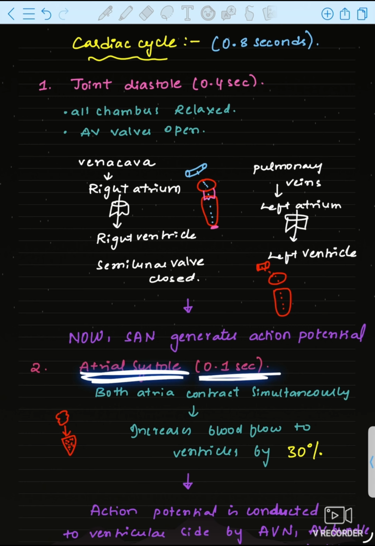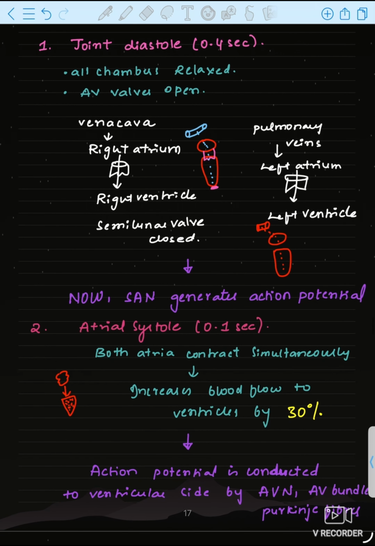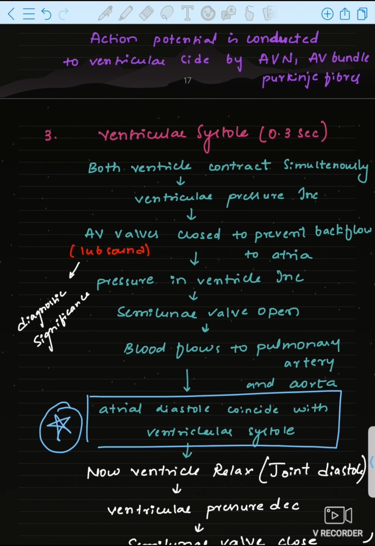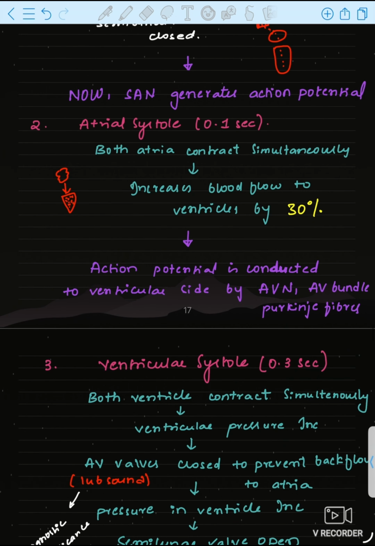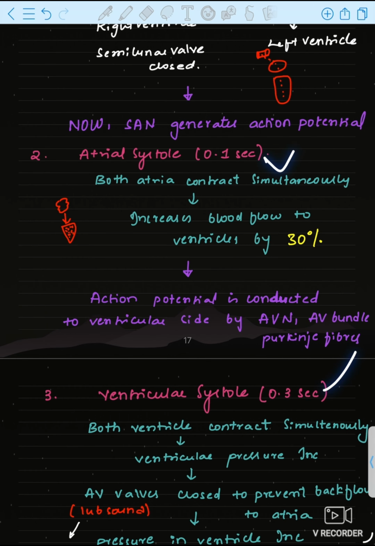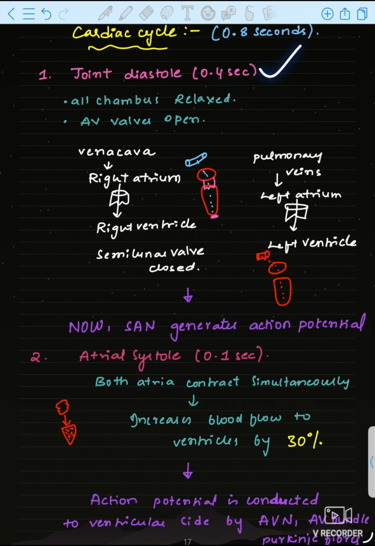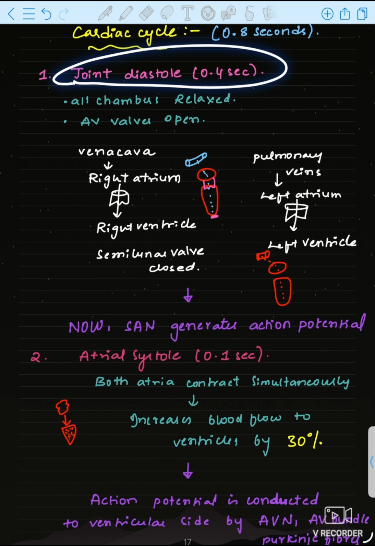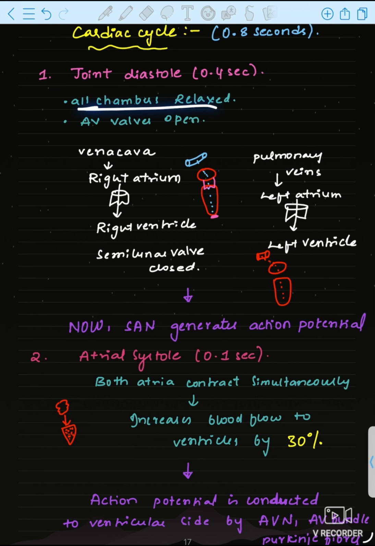After both the chambers are relaxed, atrial systole will occur. This is about 0.1 second. After atrial systole we see ventricular systole. The atria will relax and the ventricle will start contracting. That is about 0.3 second. So total 0.3, 0.1 and 0.4, that is 0.8 second. So let us see what happens in joint diastole. In joint diastole, all chambers will relax.